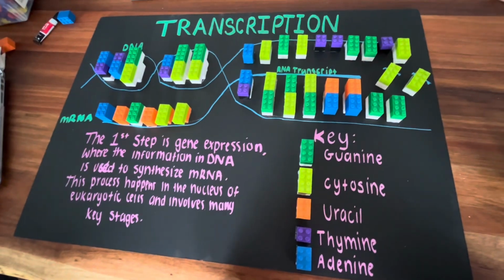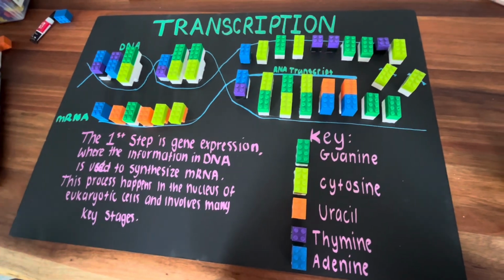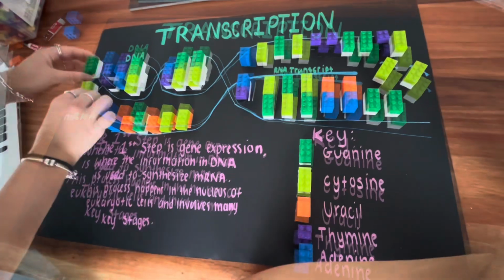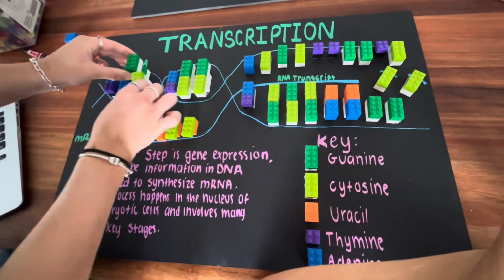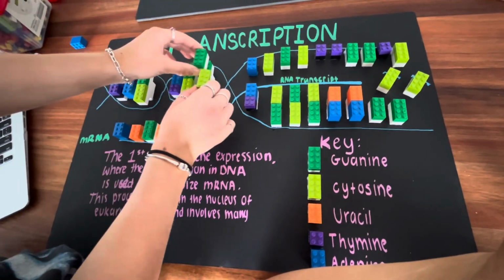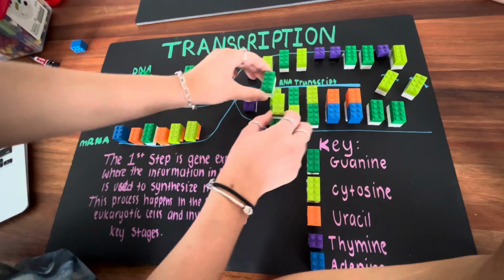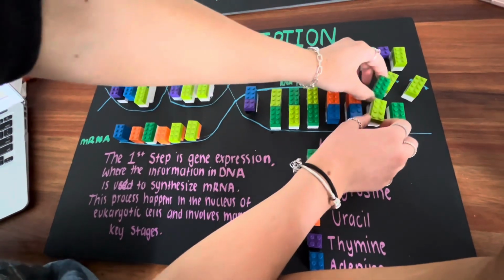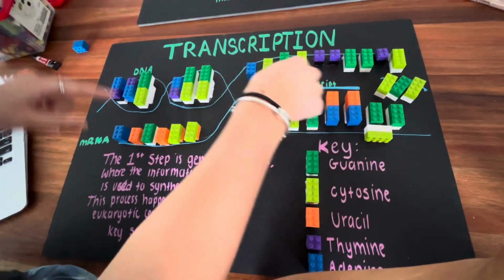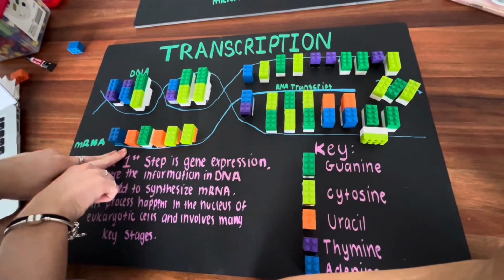The mature mRNA exits the nucleus and enters the cytoplasm where translation begins. So the bases move along the DNA strand like this, and then they go to the RNA transcript, and then they split off, and then this comes down to here, which gets it ready for translation.